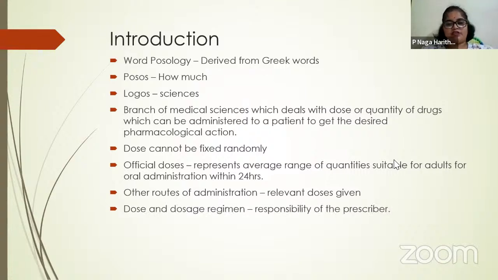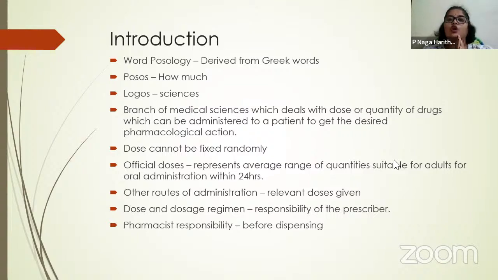Dose and dosage regimen would obviously be the responsibility of the prescriber. In India at present, the prescriber is the physician, the doctor. Till now, even our PharmD graduates haven't got permission to prescribe medications. Hopefully, we will get it soon. However, the dose and dosage regimen have to be given by the doctor. Being a pharmacist, it is your responsibility, before dispensing the drugs, to check whether the dose and dosage regimen is proper or not.